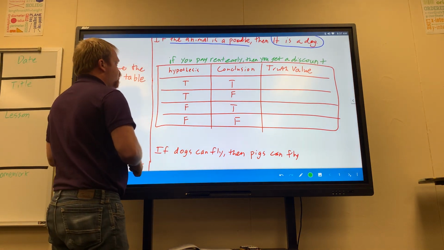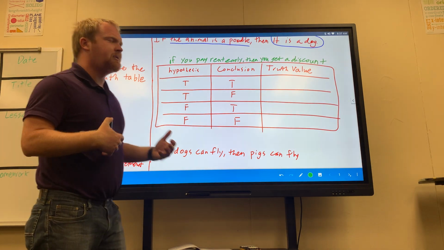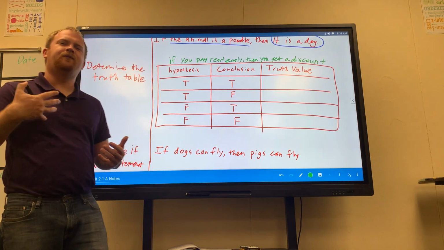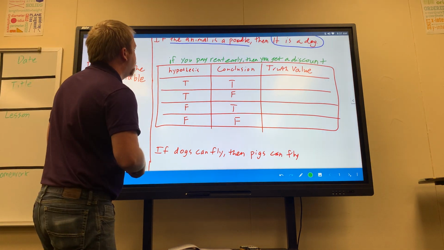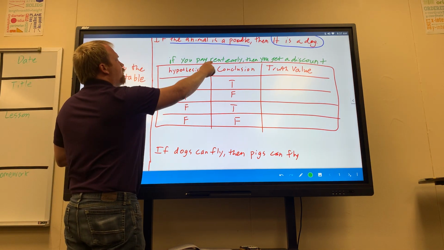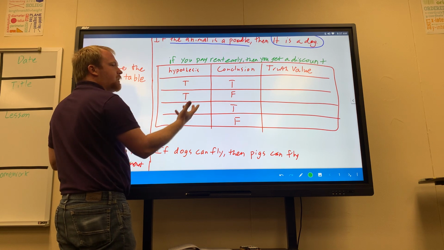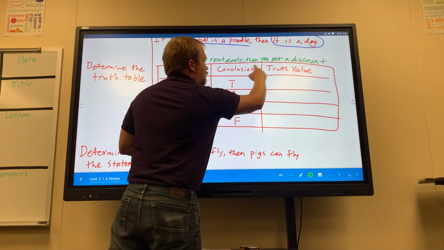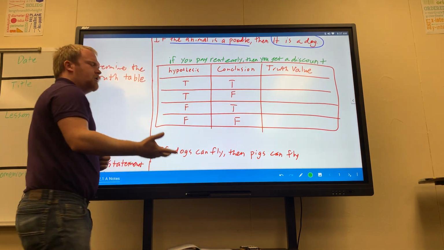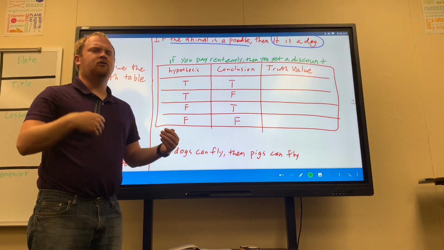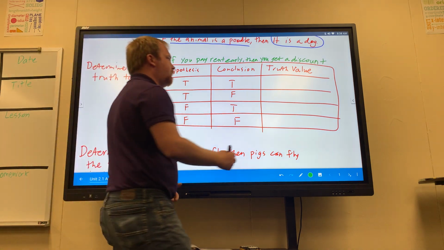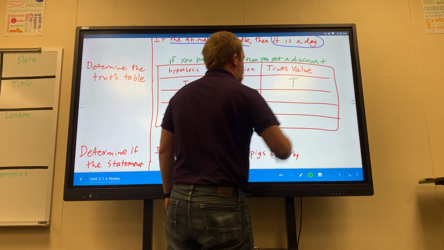Basically, think about this in terms of fairness. Is it fair that the results happen in that way? For example, if you pay rent early, which is true, you get a discount, and that happens to be true. Well, of course, if you pay rent early, you get a discount. That's obviously true. That's fair.